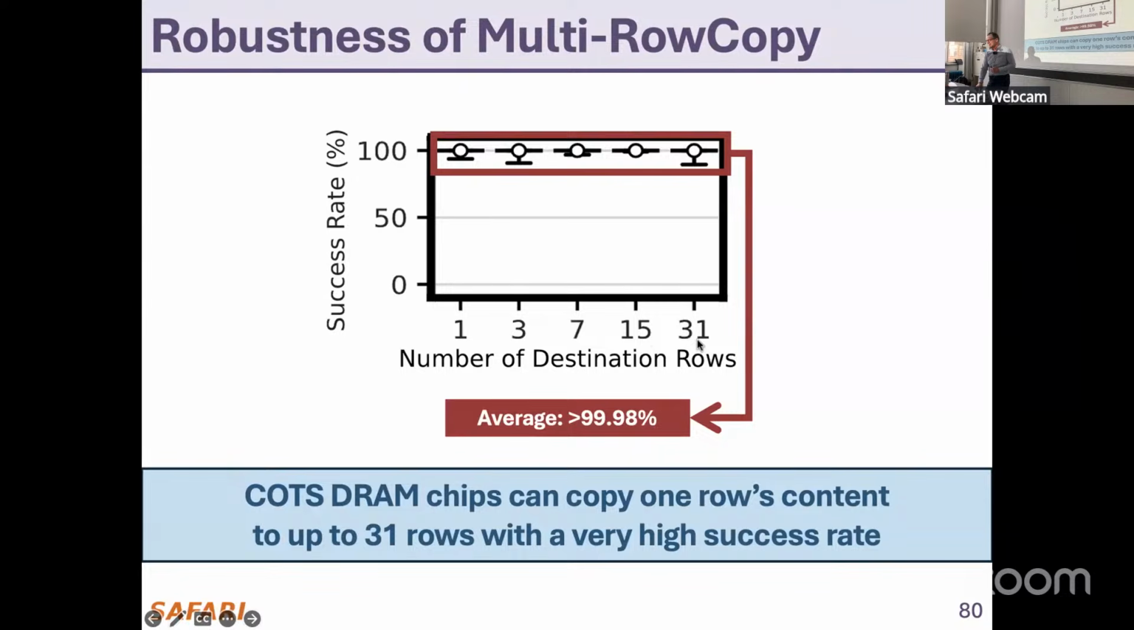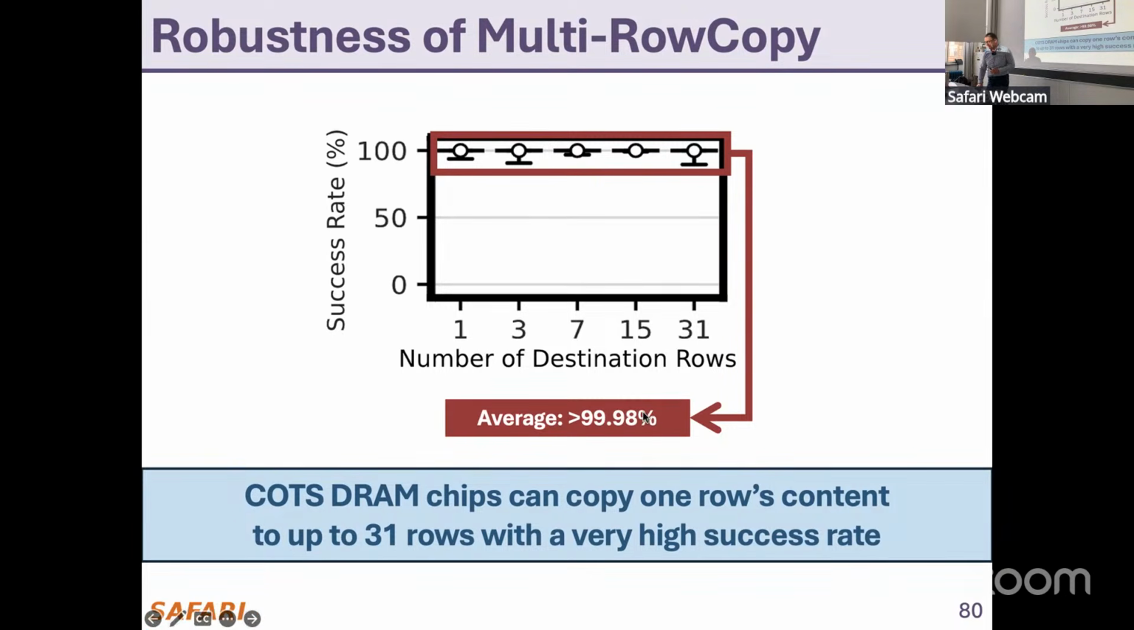So these are results from real DRAM chips for copying one row to a varying number of destination rows on the x-axis. You can see that, and the success rate is a measure of reliability. You can see that copying one row to n number of rows is quite reliable, even though the DRAM chip is not designed for this purpose. We're violating the timing parameters, right?